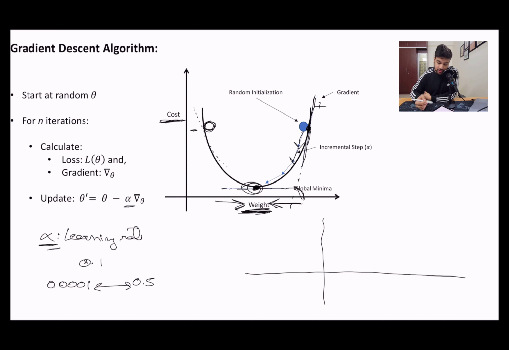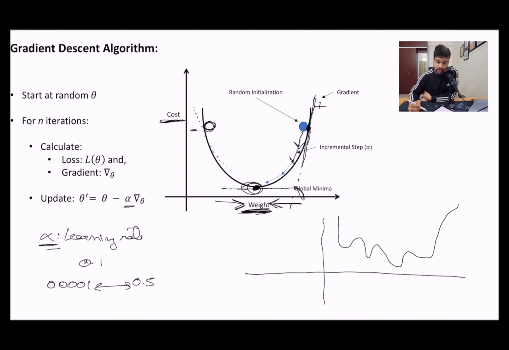Now this is an ideal case. What happens if your function is not so smooth, right? So let me get some space here. Assume your loss function is not this smooth, and it has something like this, right? So again, this is your cost, this is your weight, and this function is something like this.